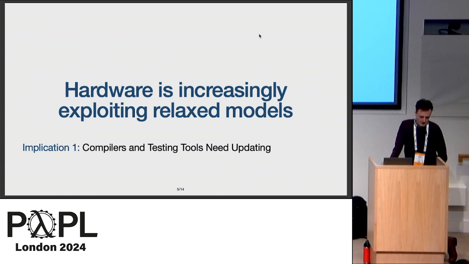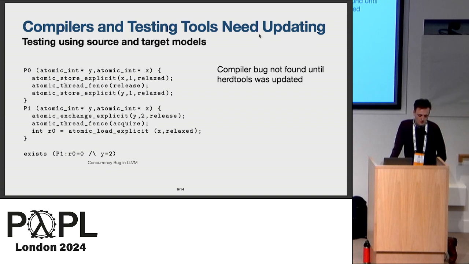So, back to my claim. Hardware is increasingly exploiting relaxed models. The first implication of this claim is that we're going to need to update our compilers and our testing tools. So with this test, I didn't actually find this compiler bug until herd tools was updated. That's the basis of all the checking I've been using. And herd tools was updated to reflect the architectural intent of the ARM architecture specification, which is the official source of the allowed behaviors of the ARM architecture.